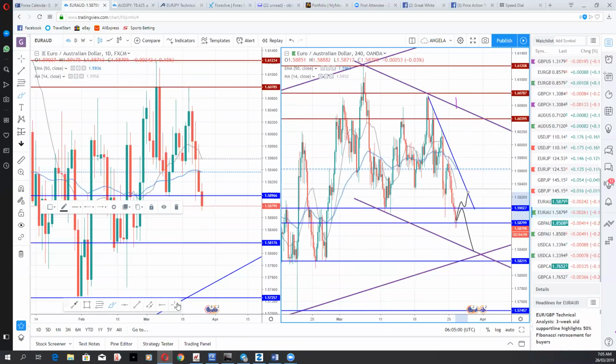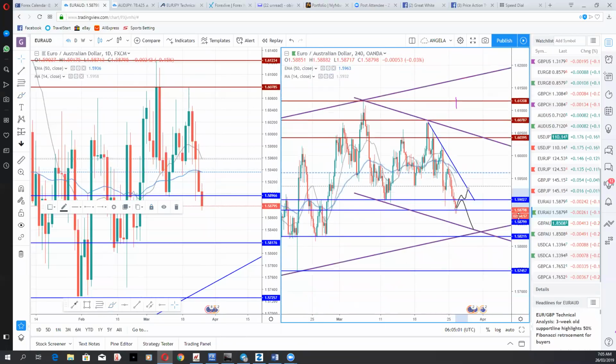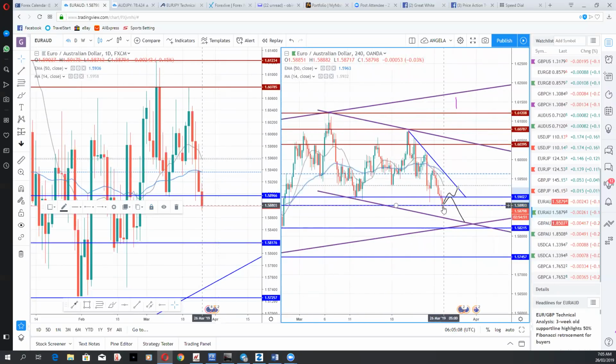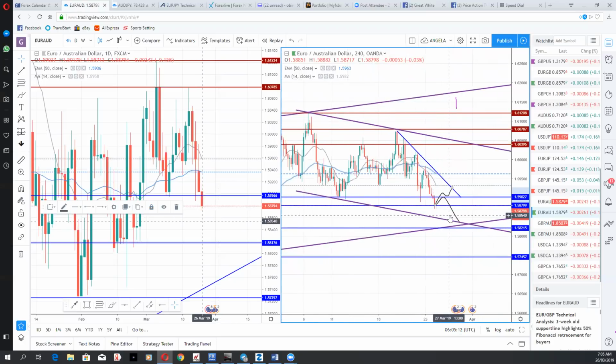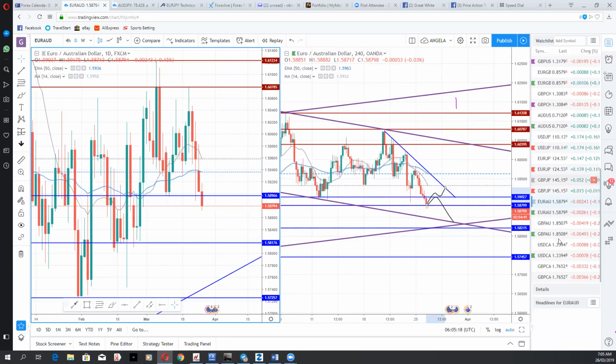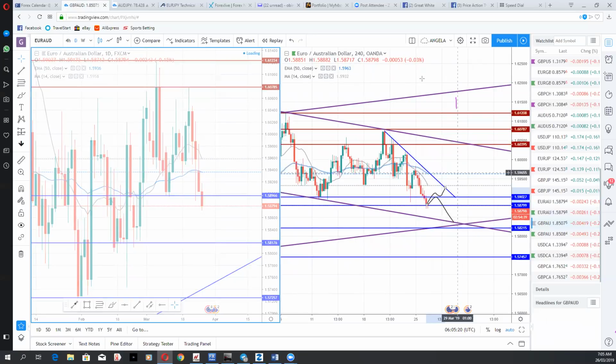But if you zoom out and look at it from a higher perspective, you can see it's sort of ranging in this area. So this point will not be a good point to engage a sell position, as the sellers may be trapped here by the buyers. The next pair I'm looking at is the GBPAUD.